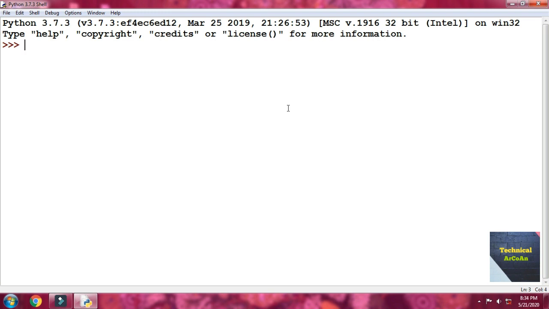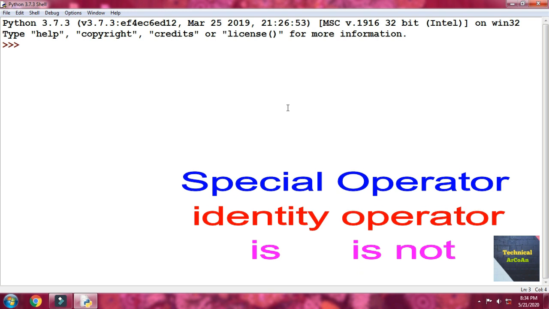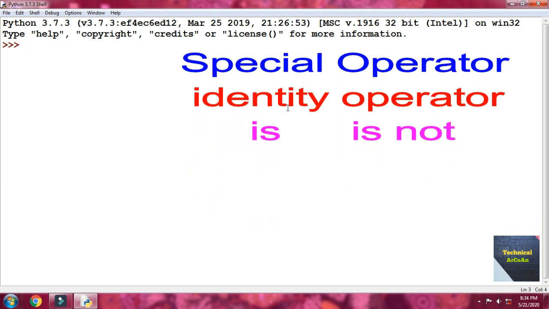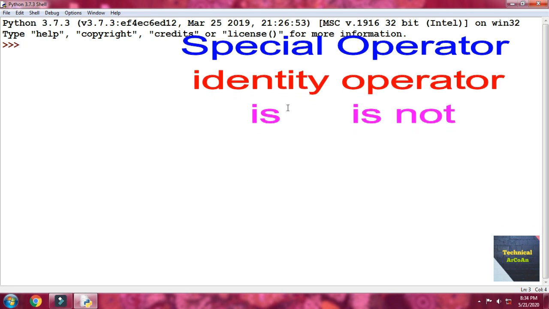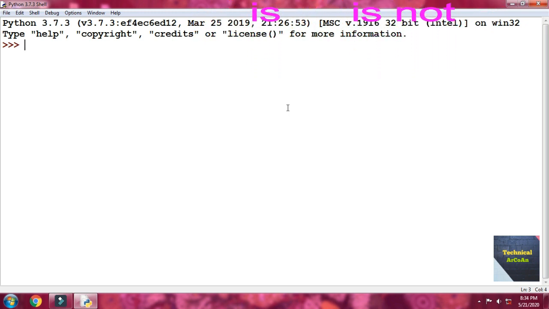Now the seventh operator is the special operator. Python offers some special types of operators like the identity operator and the membership operator. At first I will discuss the identity operator, then the membership operator. So first, the identity operator. Actually, is and is not are the identity operators in Python. They are used to check if two values or variables are located on the same part of the memory or not. Okay, so let's go for an example.